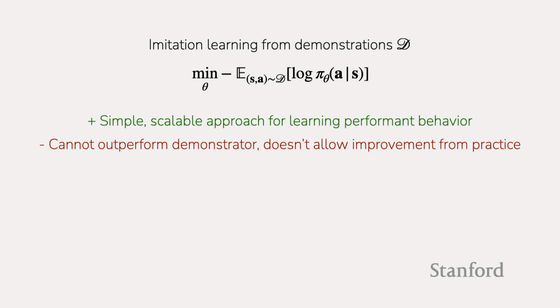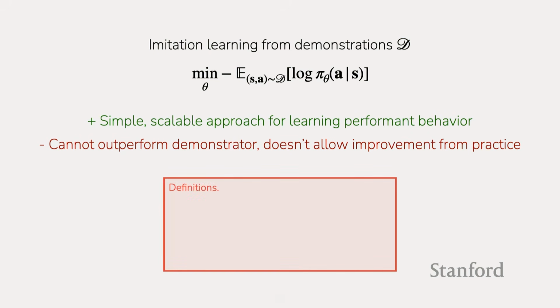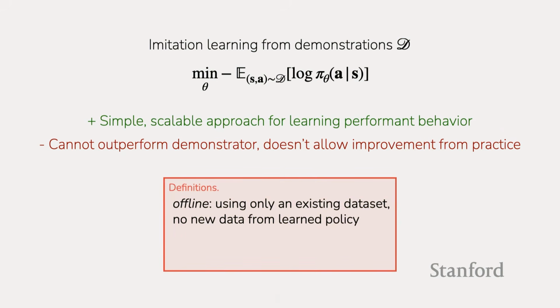Last week on Friday, we started talking about one way to do this, which is if you have expert demonstrations, you can try to imitate the expert by trying to maximize the likelihood of the actions that the demonstrator did. So trying to actually produce a policy that leads to actions that the expert would have taken. This is a very simple and scalable approach, but it cannot outperform the demonstrator and doesn't allow improvement through trial and error. We also introduced the notion of an offline algorithm that only uses an existing data set and no new data from a learned policy, and an online algorithm that uses new data from the learned policy.